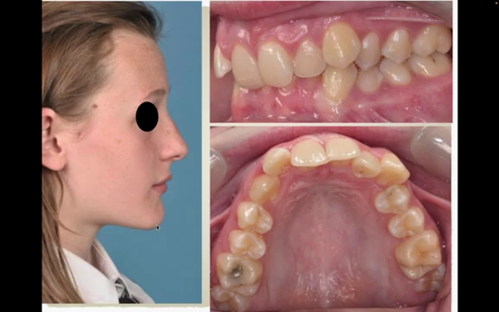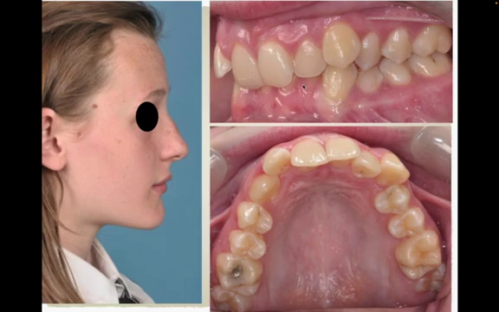So usually in class 2 division 2 cases, we go for the non-extraction option of treatment. Quite often, it's really difficult to do the space closure as well. If we do the extraction, the spaces will not close in a class 2 division 2. So for many reasons, profile-wise, overbite and space closure difficulty, it is better to treat the patient in a non-extraction fashion in class 2 division 2 malocclusion.